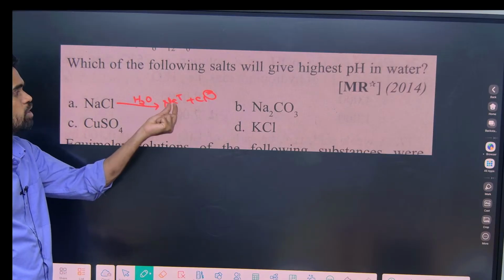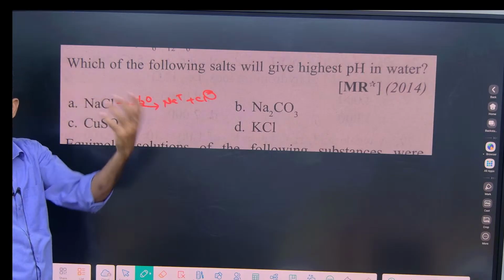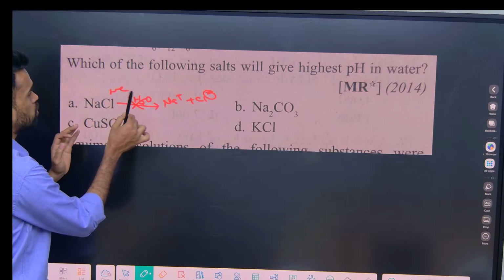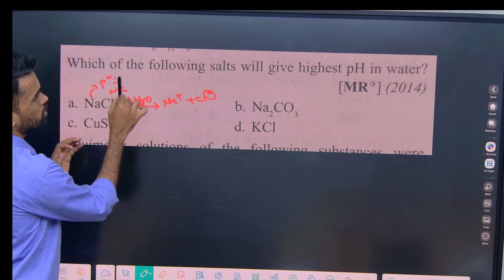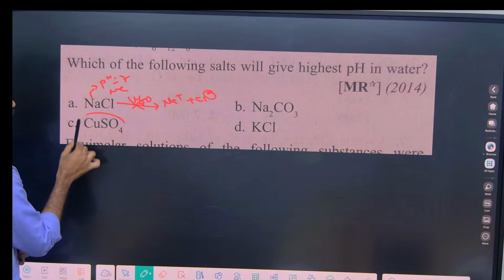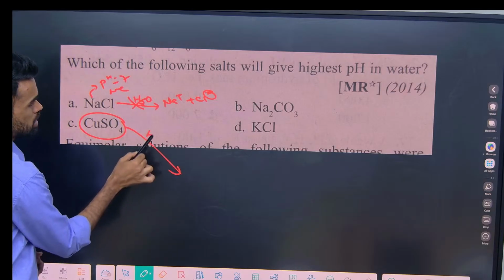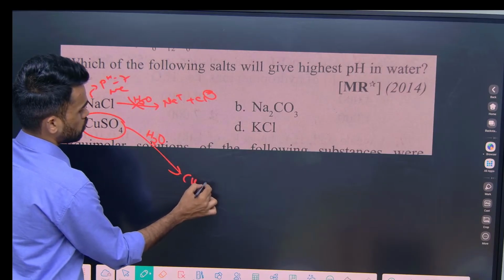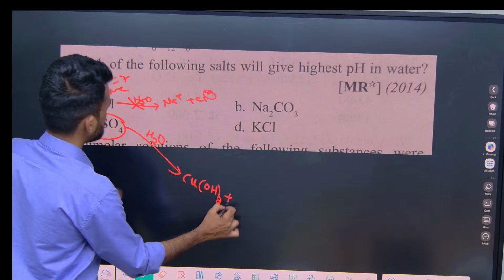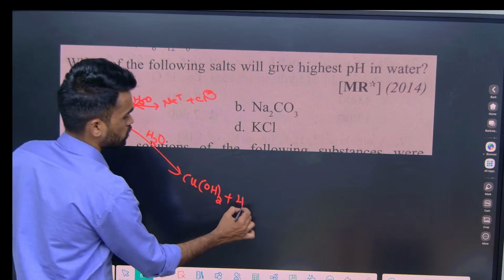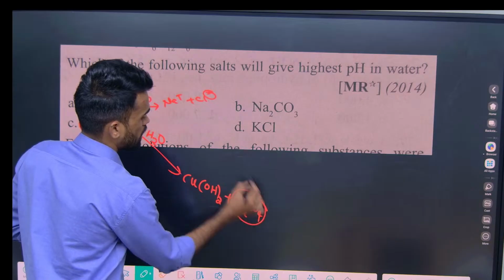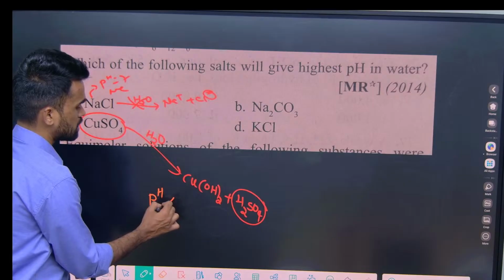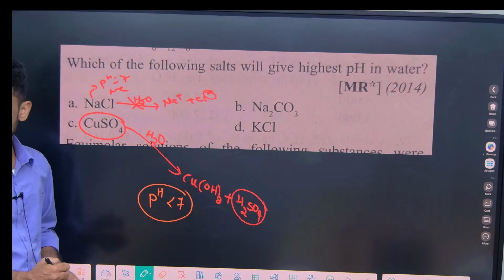Like if I say NaOH and HCl, OH minus and H plus combine to give water only. So it will not undergo hydrolysis. It's a neutral solution, so its pH will be 7 only. Now copper sulfate, if I hydrolyze this, what am I going to get here? Cu(OH)2 plus sulfate ions, and it is going to give you H2SO4. Sulfuric acid is formed. So the pH will definitely be less than 7, because it's a strong acid.